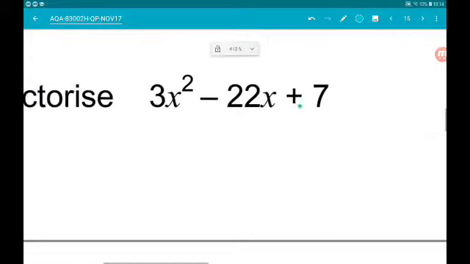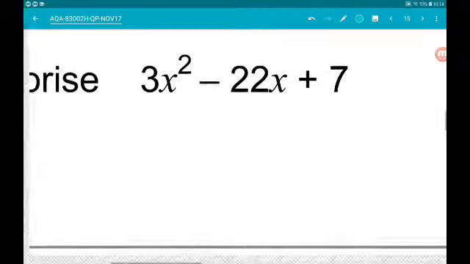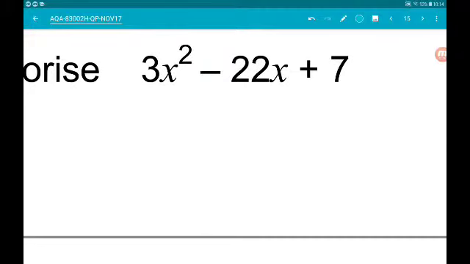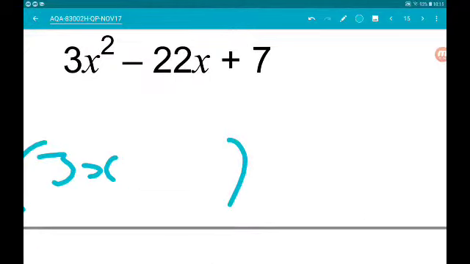Okay, then part b wants us to factorise a harder quadratic. So I got more examples of this in my quadratics playlist, which will be down below. So we got 3x squared minus 22x add 7. So, given that we got a 3x squared, one bracket needs a 3x. The other bracket needs an x.